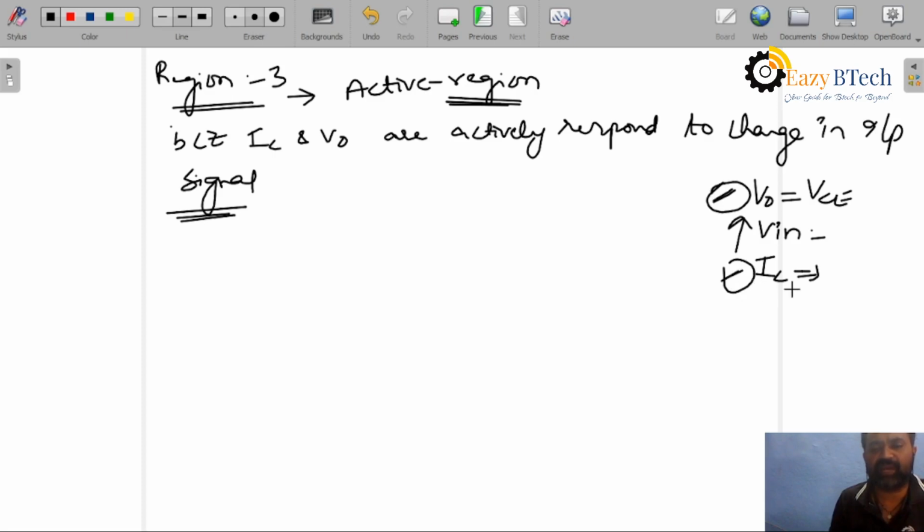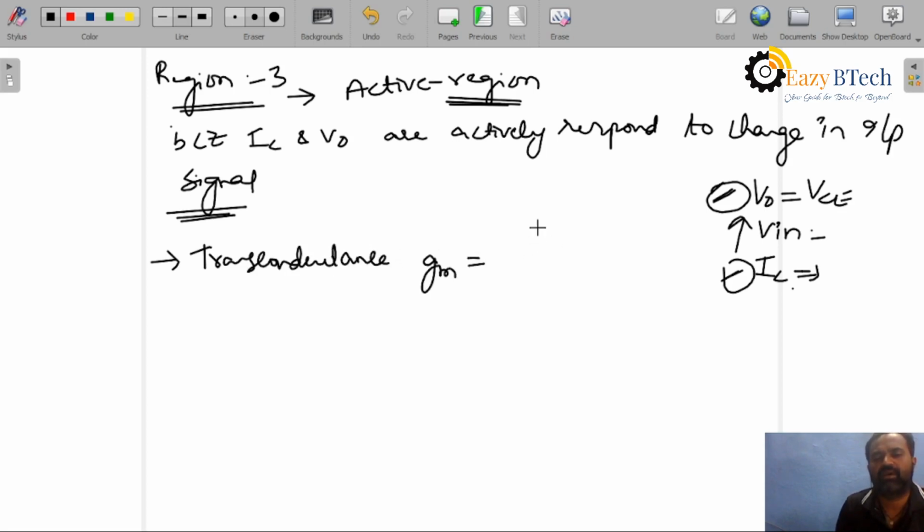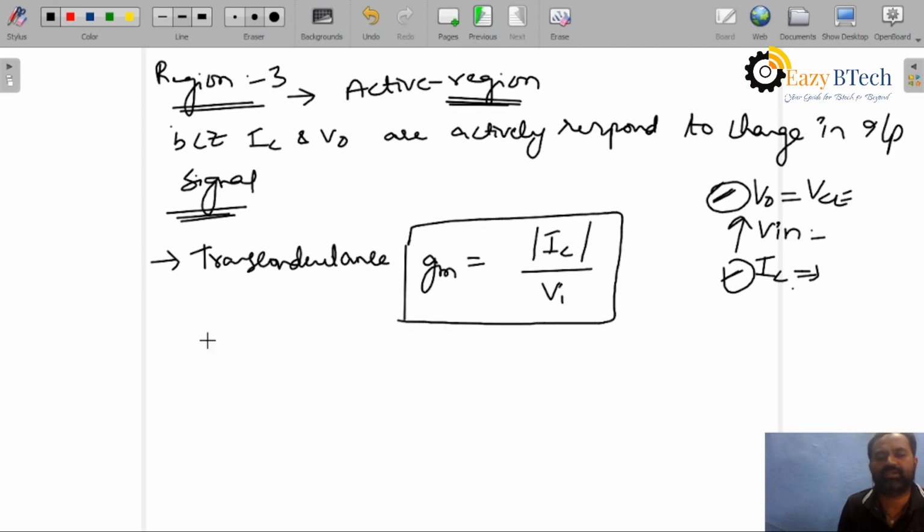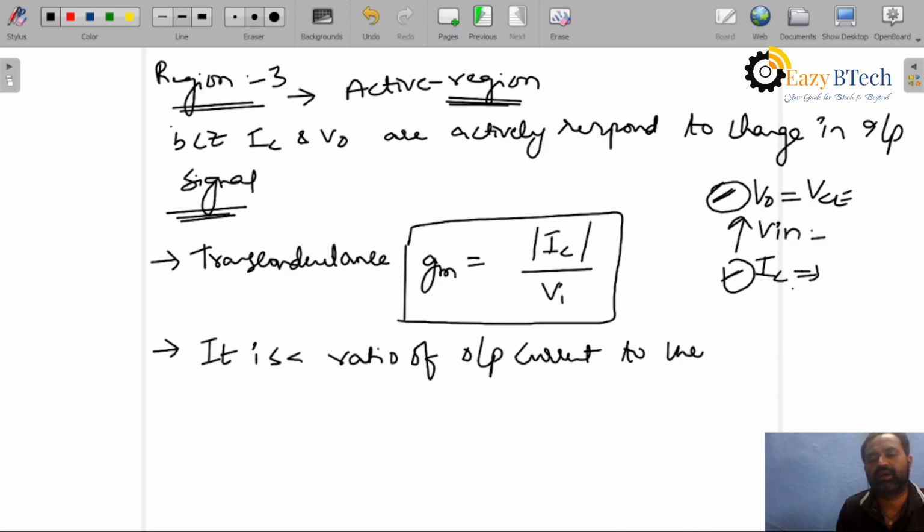As IC is increasing to its maximum, V0 is decreasing. Due to the increase in Vin, there is definitely a change in VCE and IC. Similarly, we will call that transconductance. That is, GM is equal to output current by input voltage. GM is nothing but the ratio of the output current to the input voltage. This is known as transconductance.